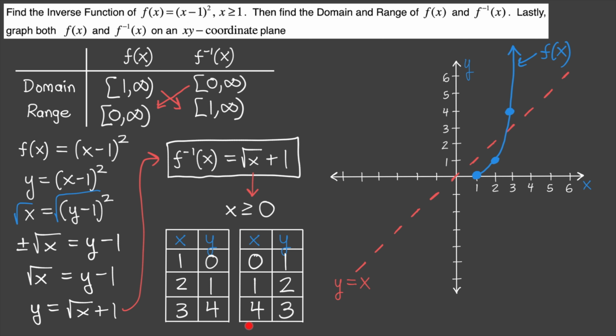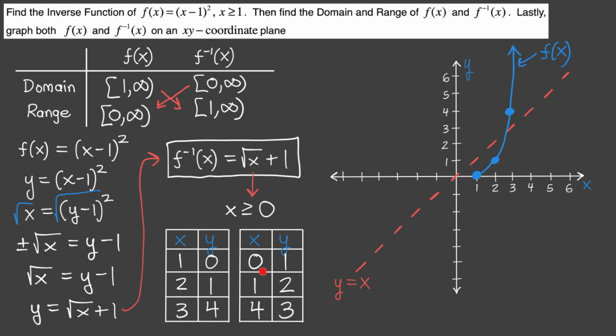So I hope you notice something. If you look at f of x's chart versus f inverse of x chart, the x and y just switched. So that's another way that you can graph these, is just switching the points. So this was 1, 0, now it's 0, 1. 2, 1, now 1, 2. 3, 4, and now 4, 3. So that's the beautiful thing about f and f inverse. The domain becomes the range, and the range becomes the domain.